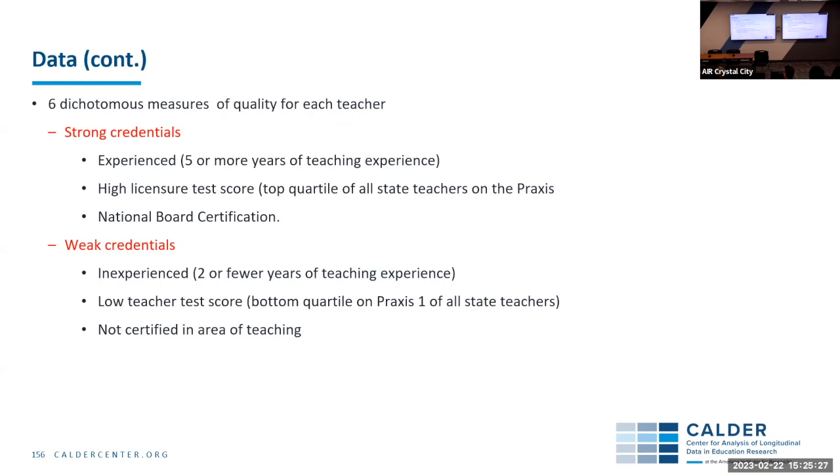We're using low teacher test scores, bottom quartile of the Praxis statewide, or whether the teacher is not certified in the area of teaching. So 3 strong characteristics, 3 weak, and we can add them together in a sense. It's positive if you have access to a strong teacher, and it's negative if you have access to a weak teacher. Now I'm about to show you, I hope, some graphs.